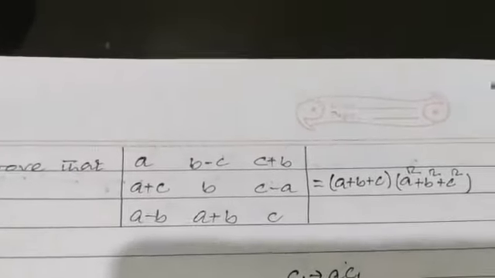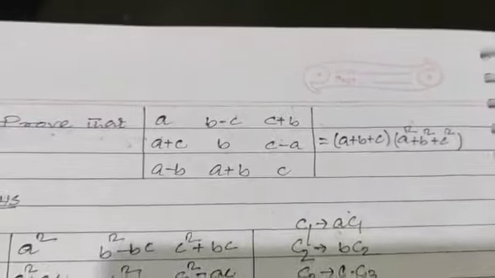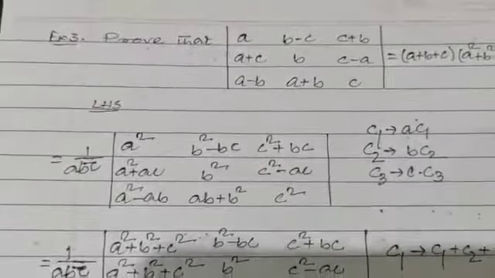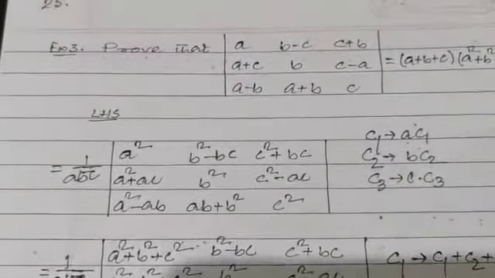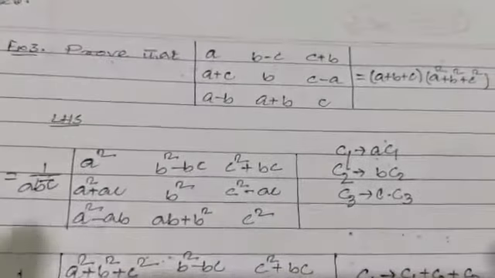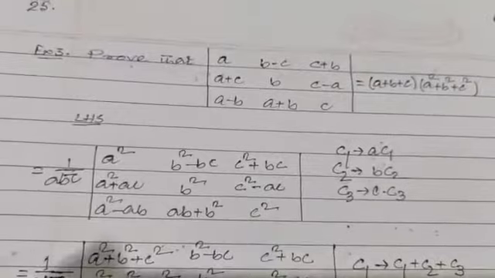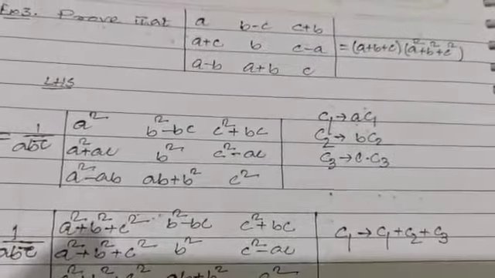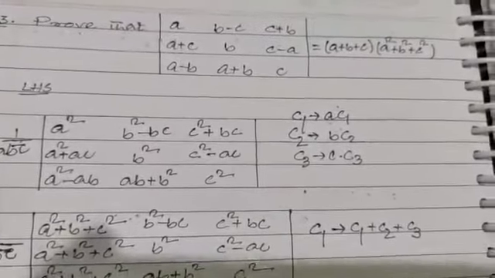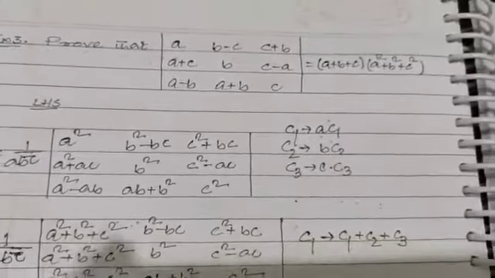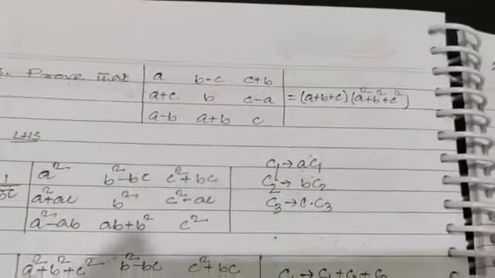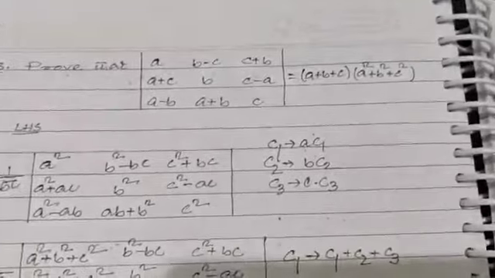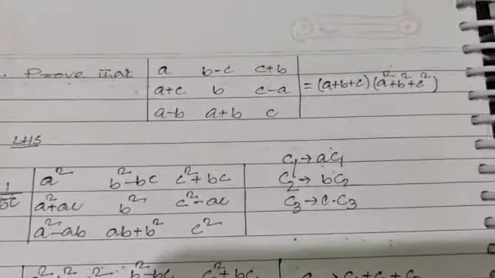This is another type of problem where we multiply c1 by a, c2 by b, and c3 by c. So the total multiplication is a into b into c, so we have to divide by abc. That's why it is written 1 by abc, and the first column is multiplied by a, so it will be a square, ac plus a square, minus ab, and similarly the second column will be b square minus bc, b square, ab plus b square, and the third column is c square plus bc, c square minus ac, and c square.